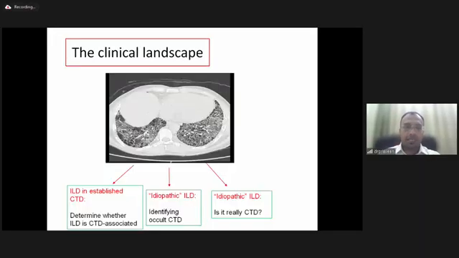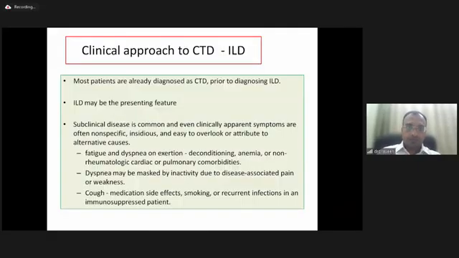If you see the whole clinical landscape of CTD ILD, one is that the ILD is in an established CTD, there is no doubt. Then the question is whether the ILD is CTD associated or not. But then we have idiopathic ILD, wherein we need to look for and watch out for an occult CTD. And there is another entity where there is an idiopathic ILD, and the question is whether it is CTD related or not. Most patients who have a CTD ILD are diagnosed with CTD prior to diagnosing an ILD. But there is a big subset of patients in whom ILD is the presenting feature.